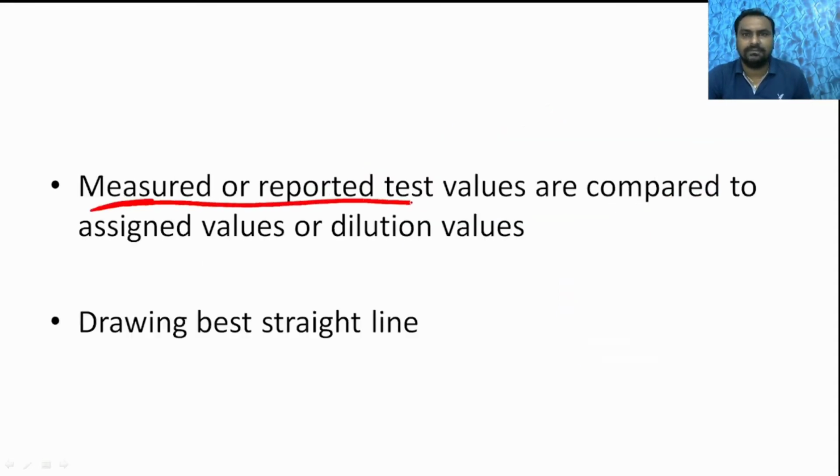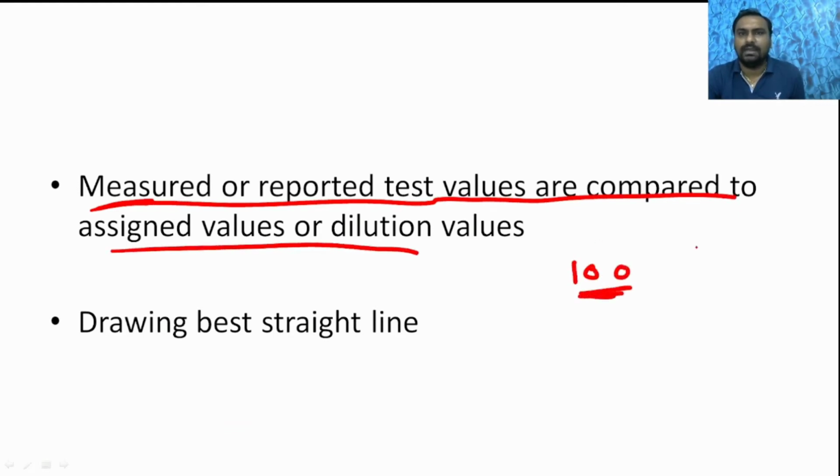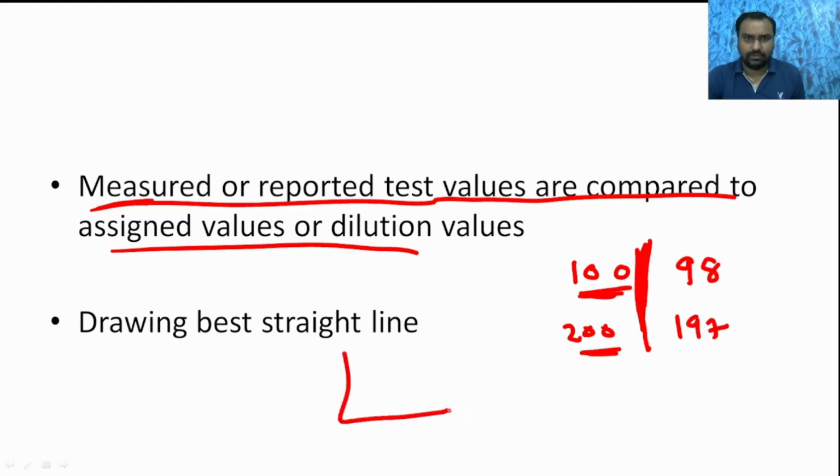Measured or reportable test values are compared to the assigned values. Suppose we have an assigned value of 100 and the measured or reported test value is 98. That is compared in this linearity experiment. Suppose the assigned value is 200 and we are getting 197. We will draw the line. You can watch my video on how to compare two methods and how to get the formula y equals ax plus b.